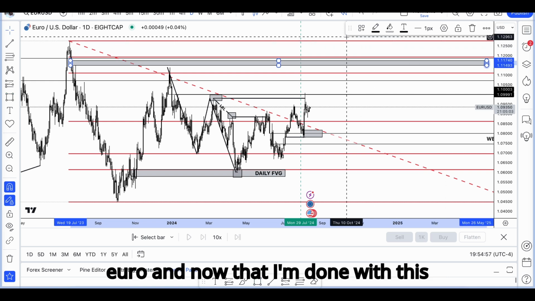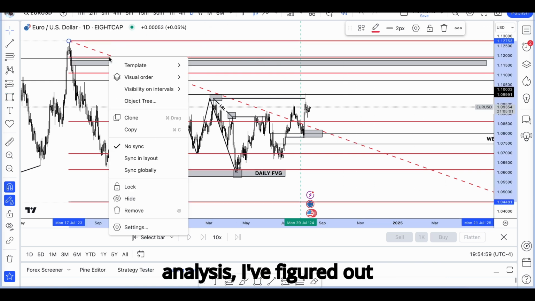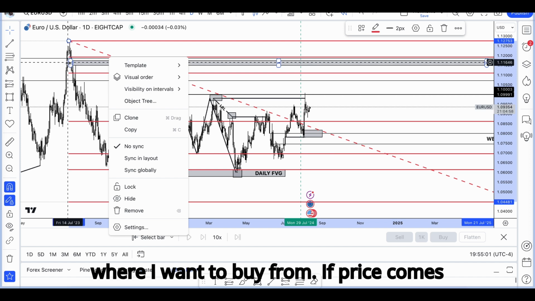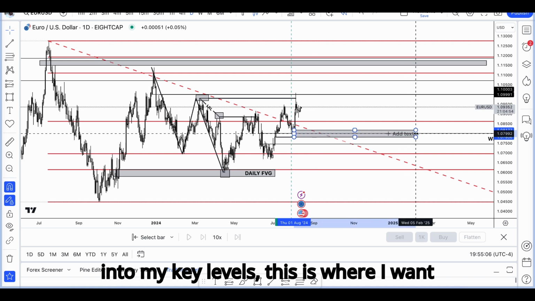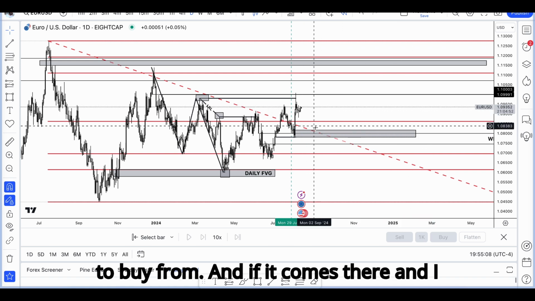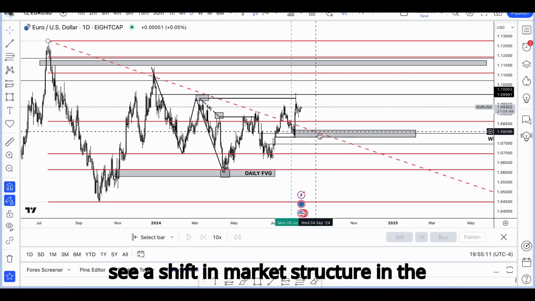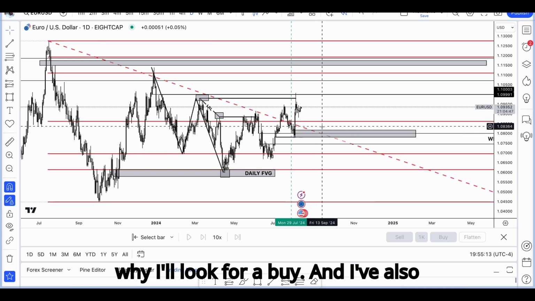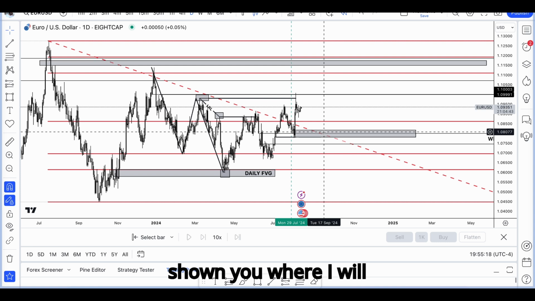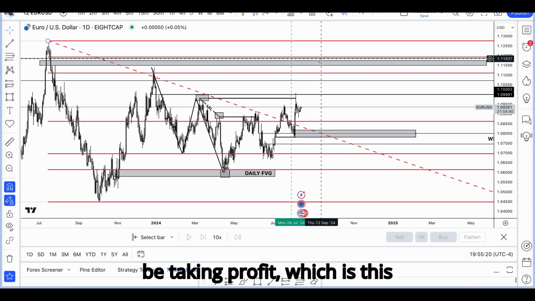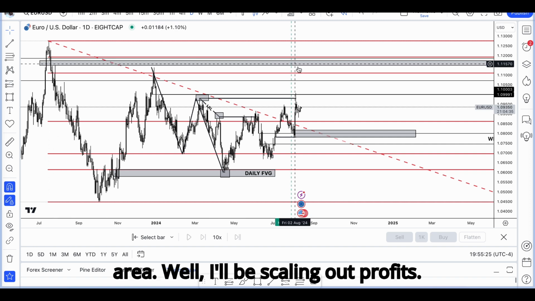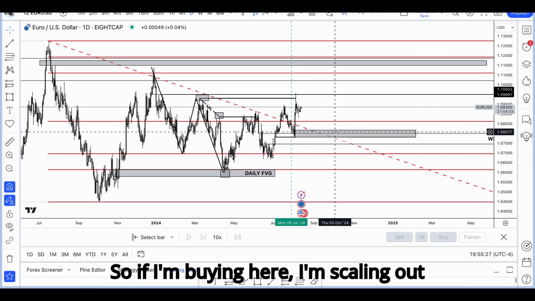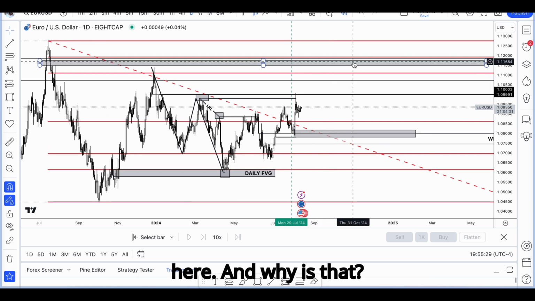And now that I'm done with this analysis, I've figured out where I want to buy from. If price comes into my key levels, this is where I want to buy from. And if it comes there and I see a shift in market structure in the 5 minutes time frame from here, that's where I'll look for a buy. And I've also shown you where I will be taking profit, which is this inefficiency. That will be my profit area where I'll be scaling out profits. So if I'm buying here, I'm scaling out here.